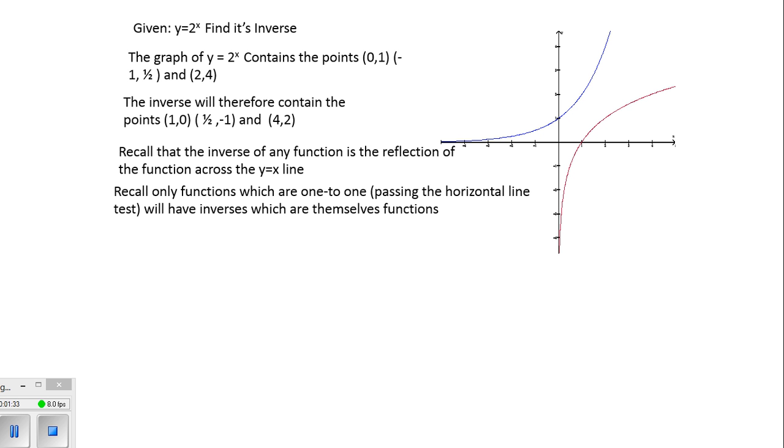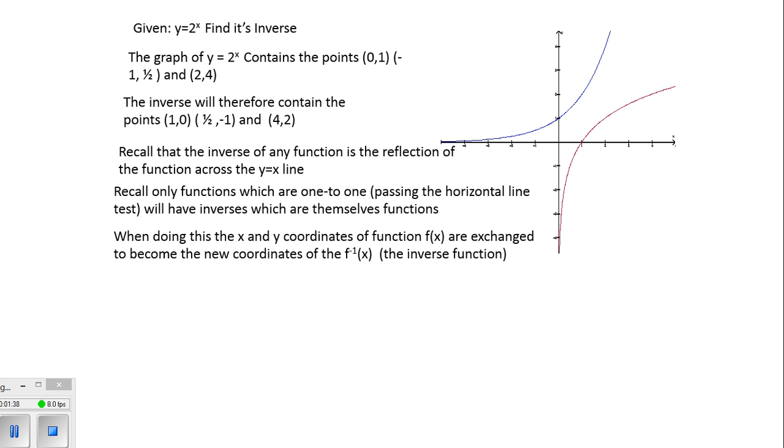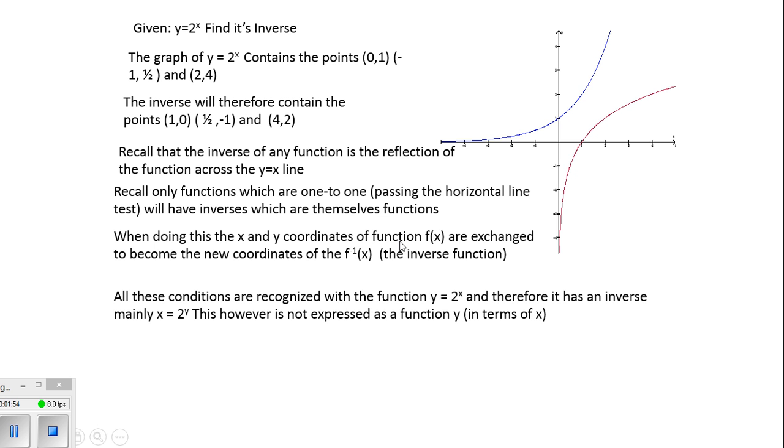And there's again some other additional statements which we recall about inverses. Now, generally speaking, inverse, as shown up here, is just flipping the x and y's, right? When doing this, the x and y coordinates of the function are exchanged to become the new coordinates of the inverse. That being said, then we can generally flip the x and y's and solve for the new y.